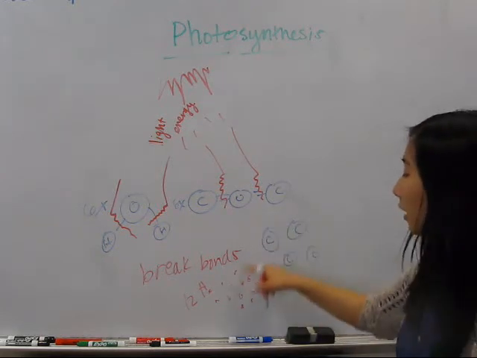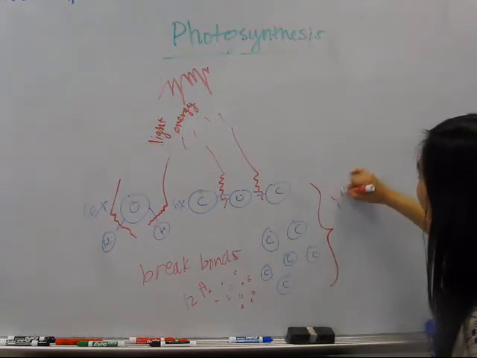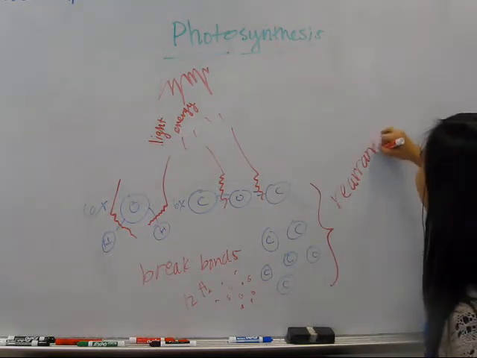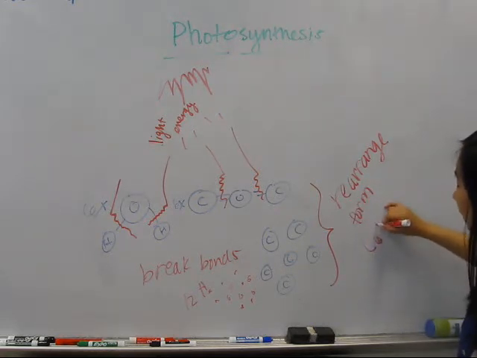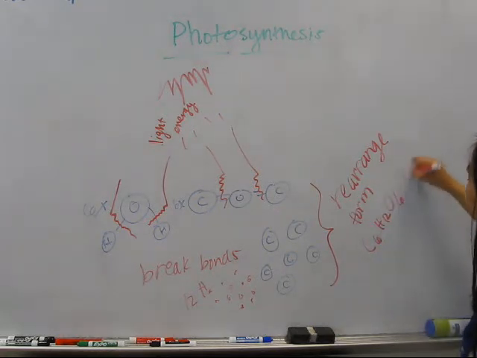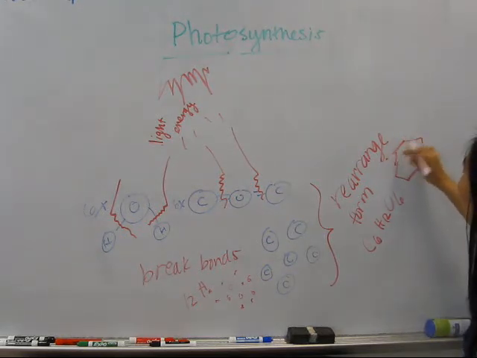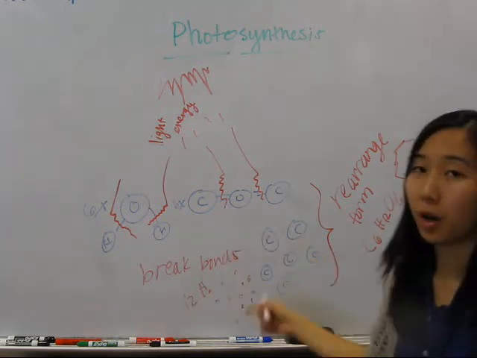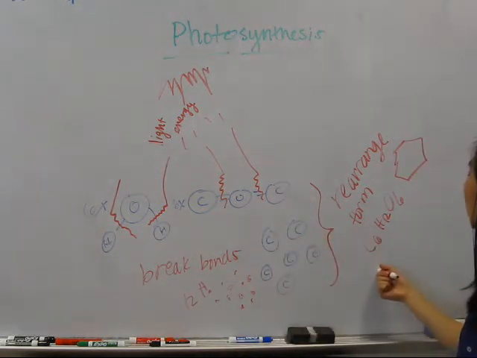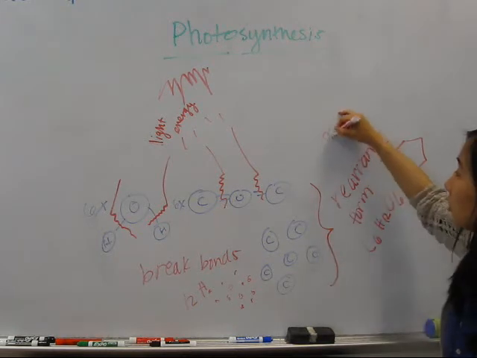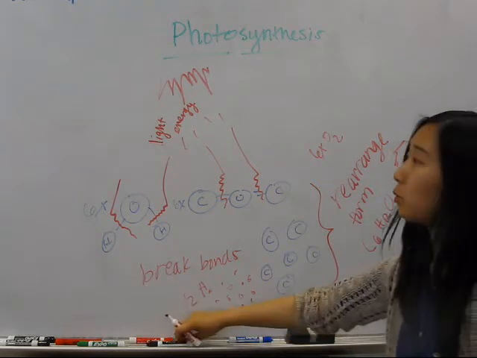Basically, I've got the building materials I now need to rearrange to form glucose, C6H12O6. So once I've got all my atoms broken apart, I can rearrange them to form new chemical compounds. In this case, I'm forming glucose and some oxygen, 6 oxygens. Okay? So that is the role of light energy.